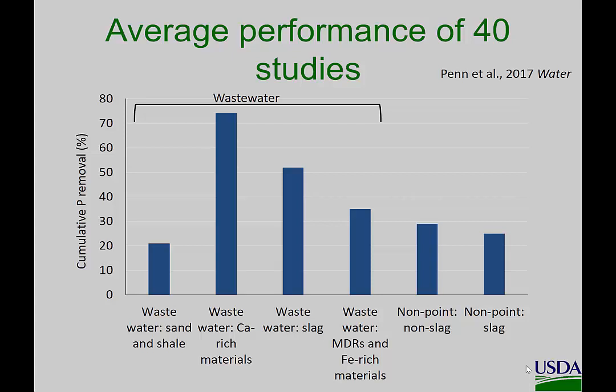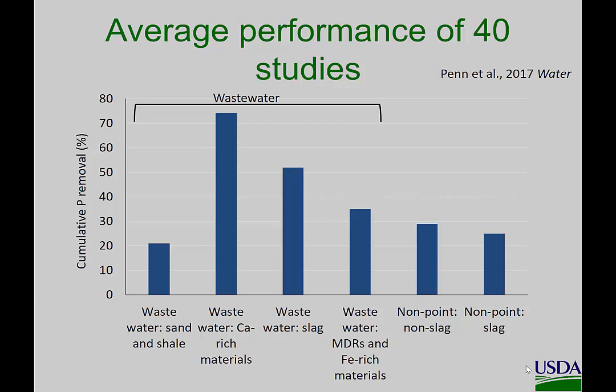But just to give you an example, for wastewater, depending on what type of material you're using, I broke them up into different categories. There's wastewater using sand and shale. It's mostly going to be biological removal, not sorption. Wastewater using calcium-rich materials as the filter material, and wastewater using slag. Slag is a calcium-rich material, but it gets its own special category because there are so many structures built with it. And wastewater using mine drainage residuals and iron-rich materials.